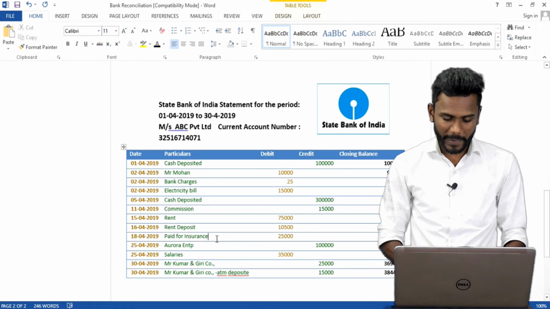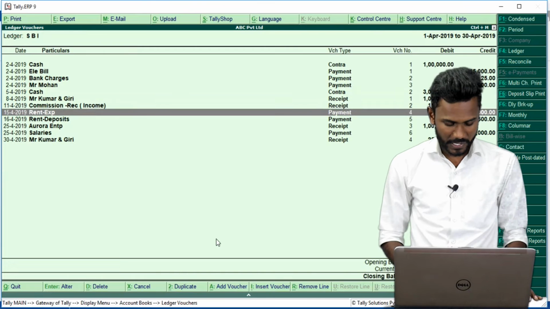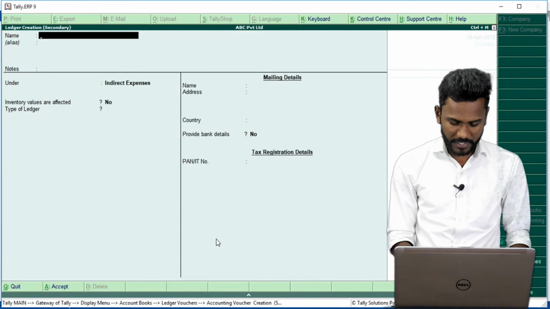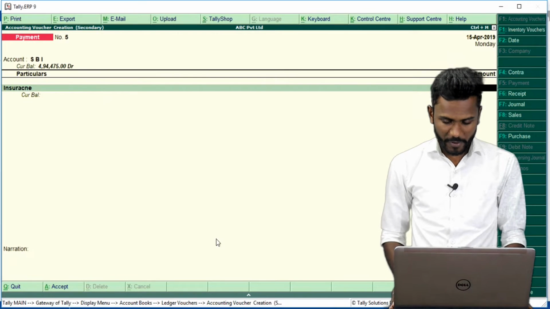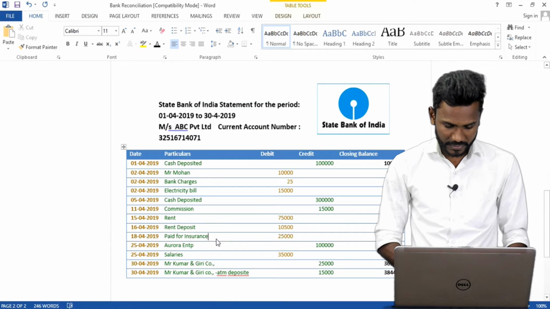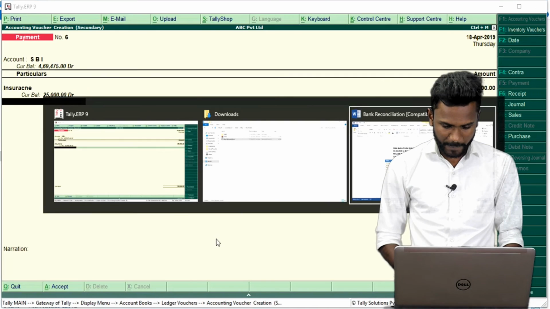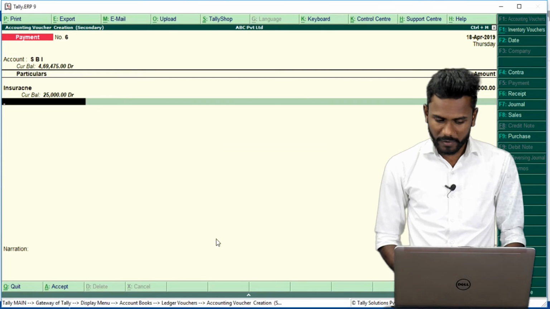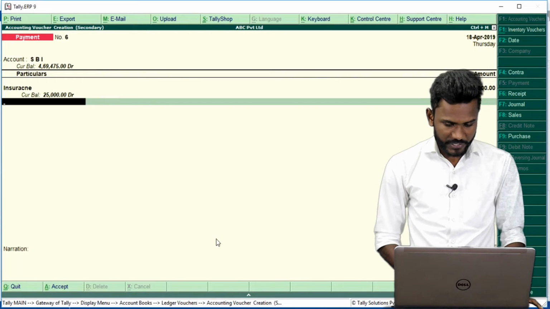So now, yes, it was in payment. Make sure to keep your path on the payment voucher and directly press Alt plus A. State Bank of India, and just create a new ledger, insurance. Insurance comes under indirect expenses, and just save it. The banker paid insurance around 25,000 on the day of 18th April. So on 18th April we paid for insurance rupees 25,000. Yes, recorded. And just save the voucher.